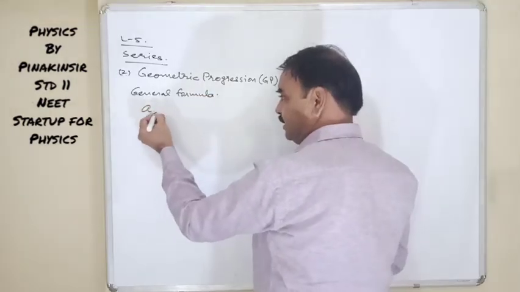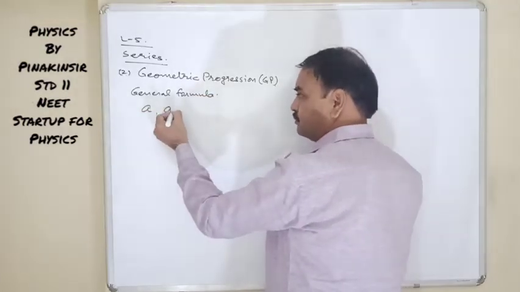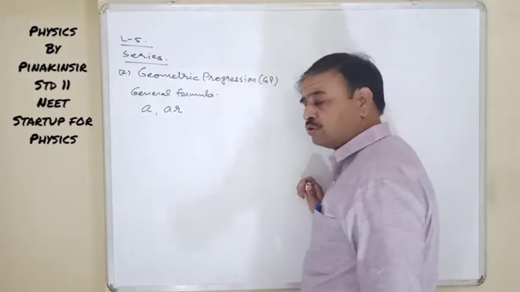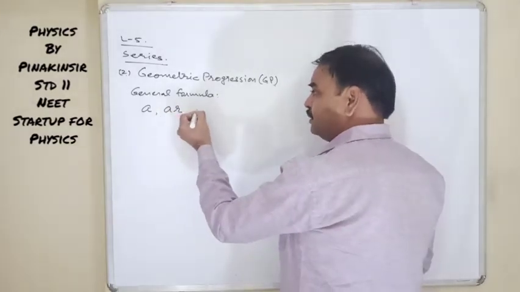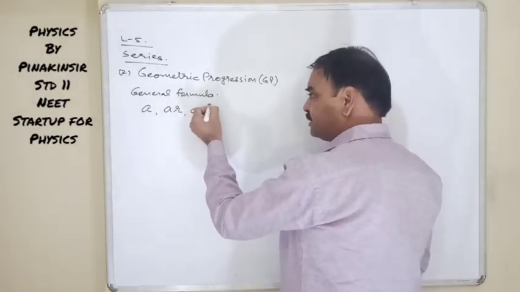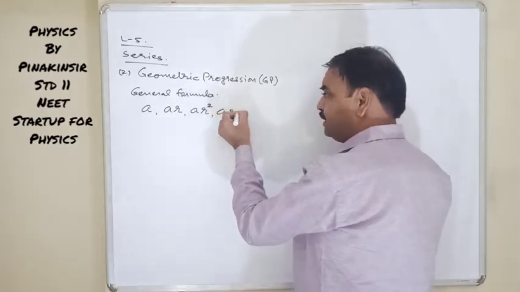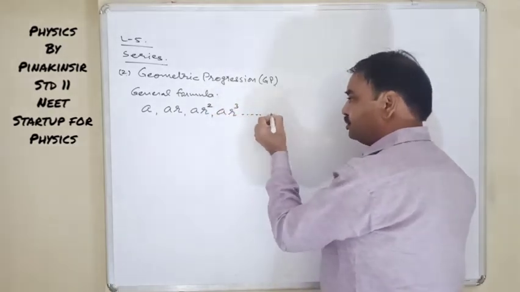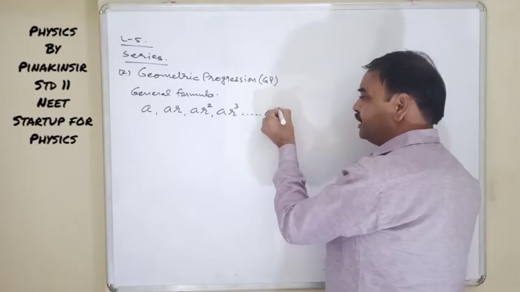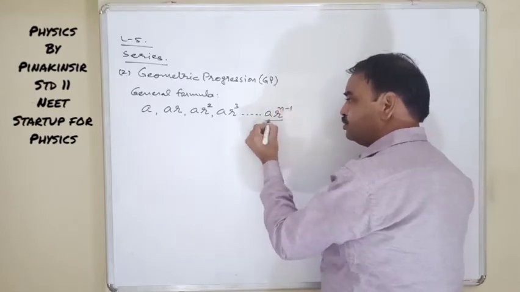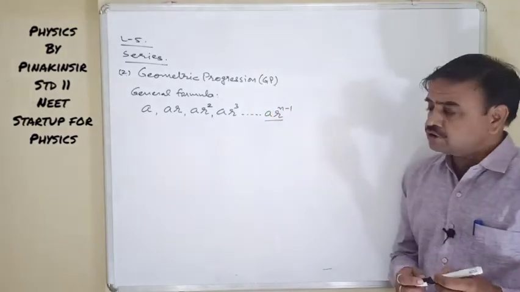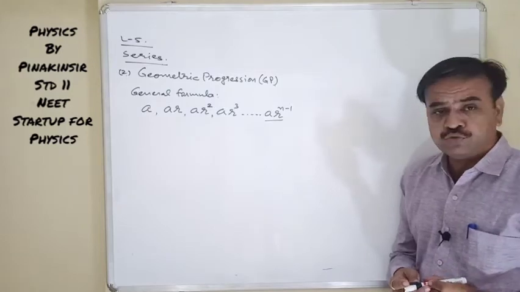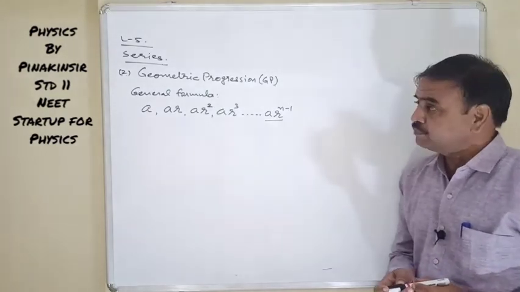it looks like this: a, that is the first term, multiplied with some constant, that is ar. The next term will be ar square, the next term will be ar cube, and so on. The last term will be ar raised to n minus 1, that is your nth term. Such a type of progression is said to be GP, geometrical progression.